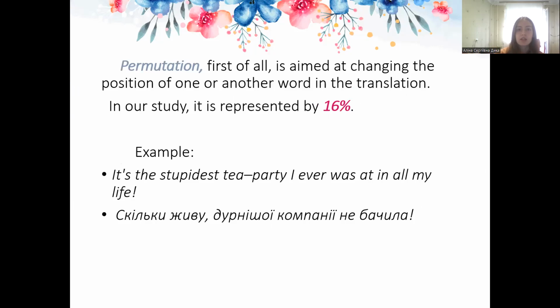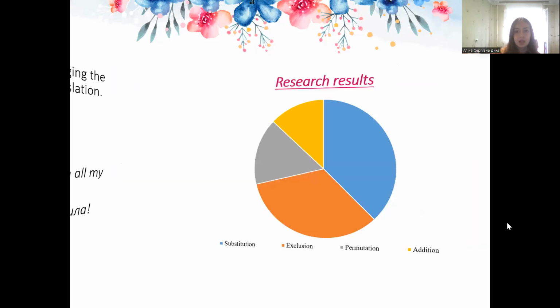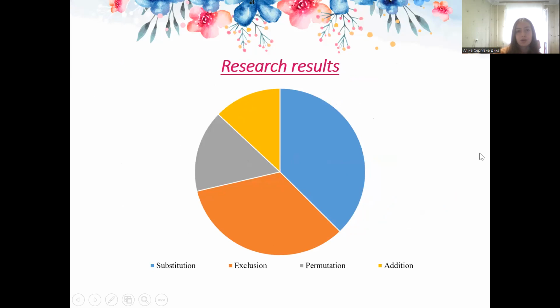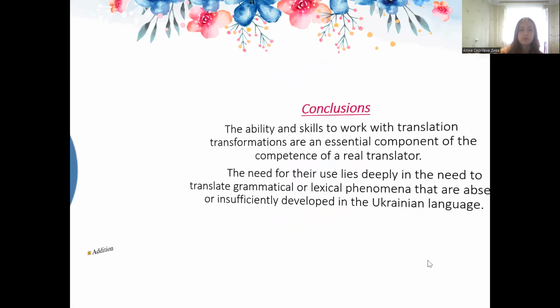Permutation, first of all, is aimed at changing the position of one or another word in the translation. In our study, it is represented by 16%. For example, "It's the stupidest tea party I ever was at in all my life!" Скільки живу, дурнішої компанії не бачила. Here you can see the results of our research project. The most popular was substitution, then omission, permutation, and the rarest one is addition.